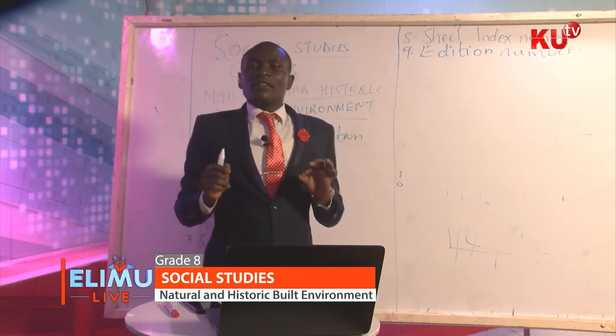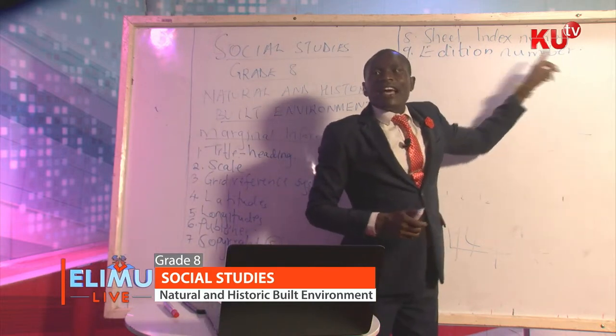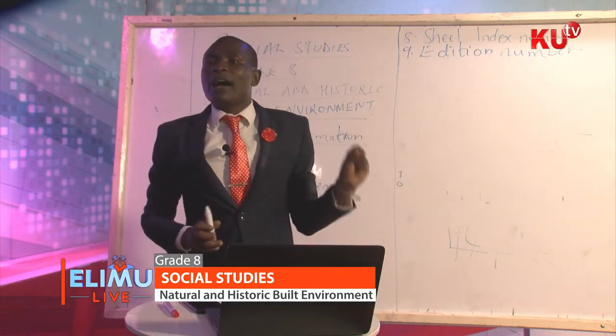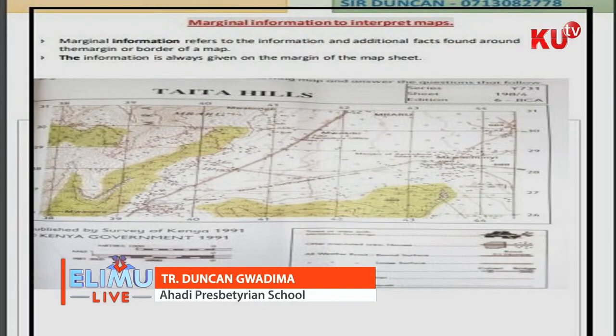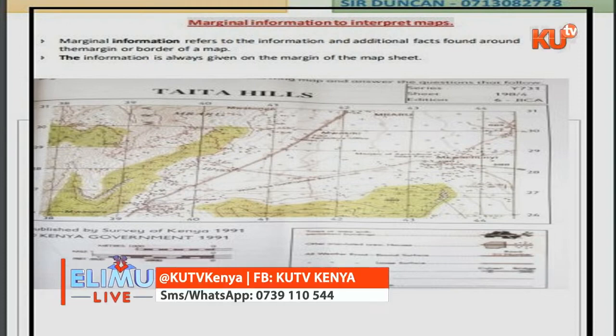It is still the sheet index number and the edition number. They are always at the top right hand side corner of the map, and they are always either in a circle or in a rectangle, always at the right hand. And you can see there we have the edition, we have the sheet number, and we have the sheet series. So the sheet series and the edition are on the same page.